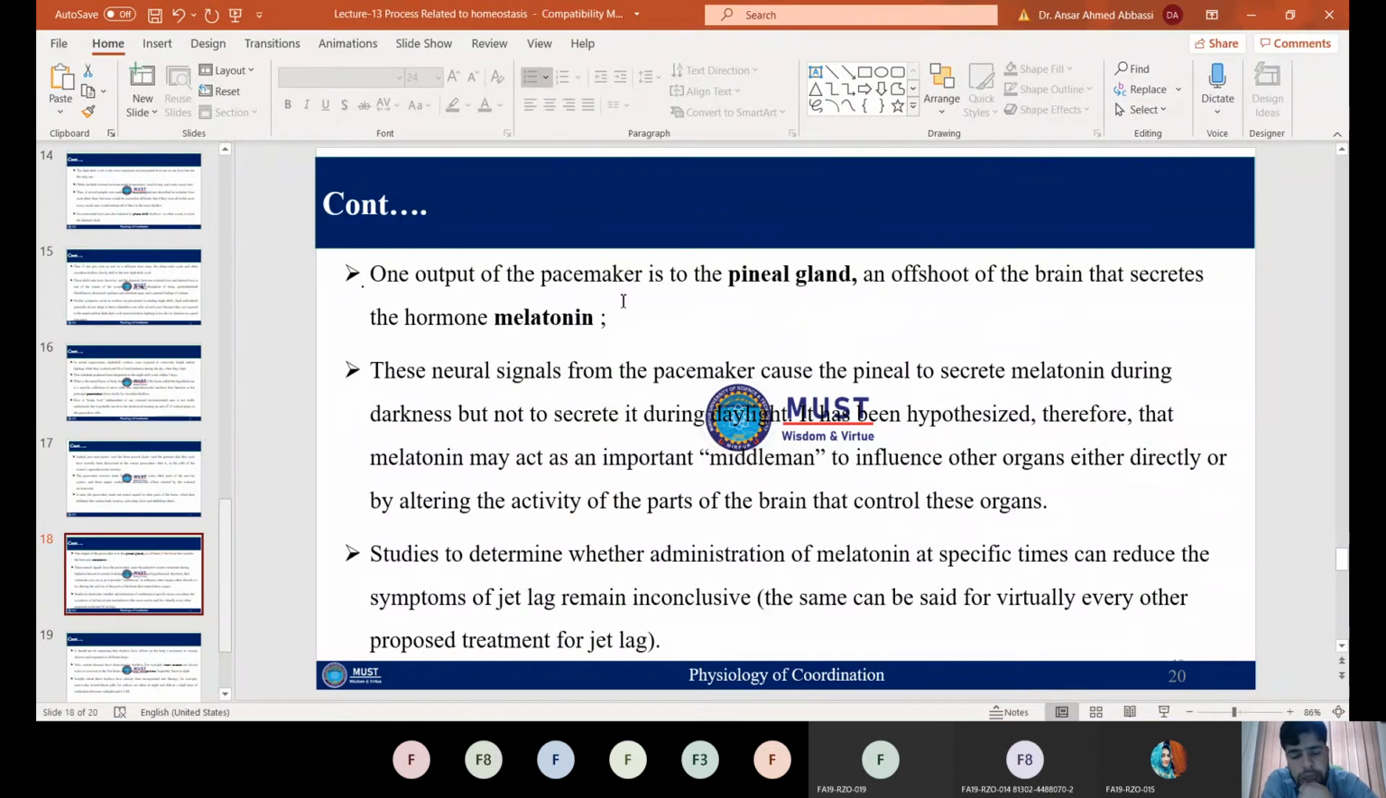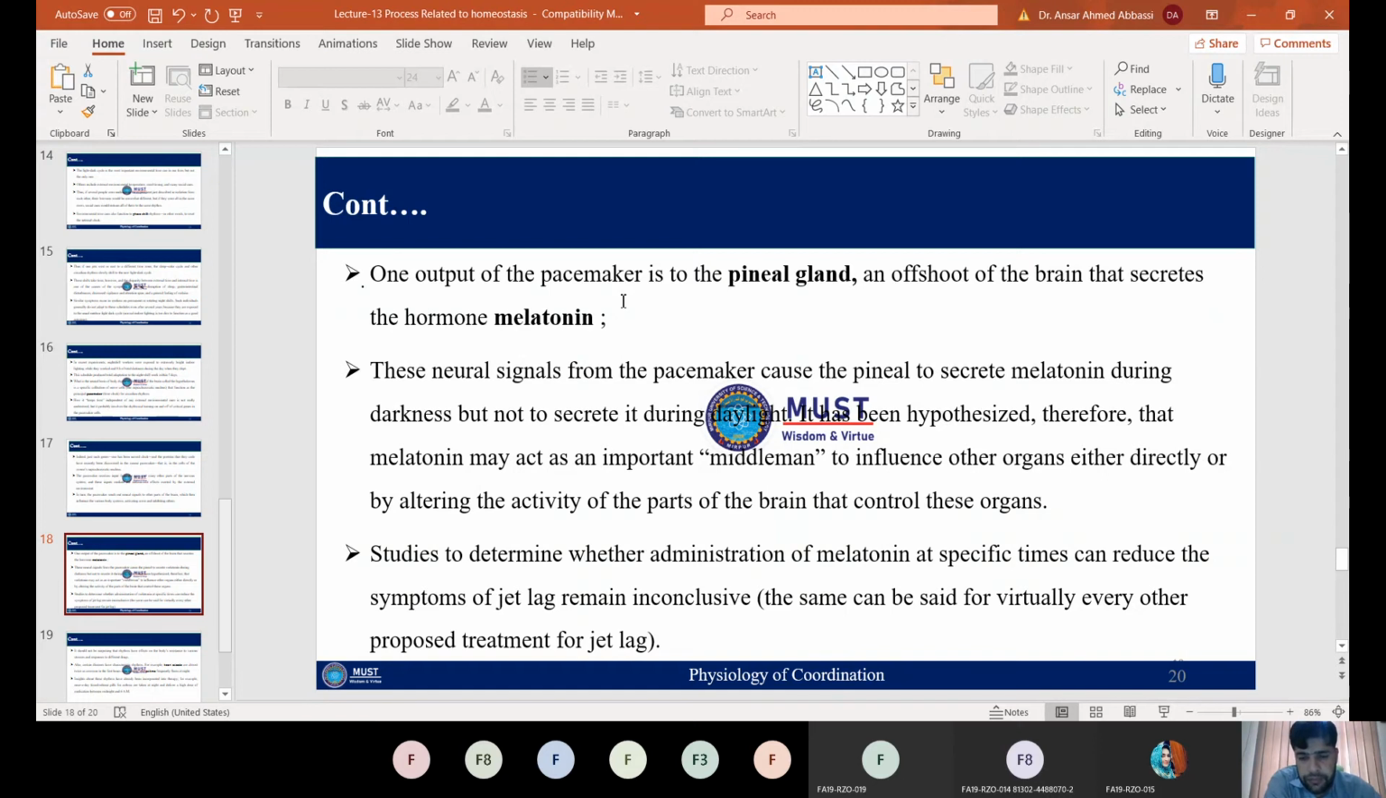Melanin is a different hormone which controls the skin color in the body, whereas melatonin is produced by the pineal gland, and neural signals from the pacemaker cause the pineal to secrete melatonin during the darkness, and during the daylight this melatonin is not secreted. So it is assumed that melatonin may act as an important middleman to influence other organs directly or by altering the activity of the parts of the brain that control these organs. So melatonin secretion is very important in controlling the activity of the parts of the brain which are involved in control of those organs.